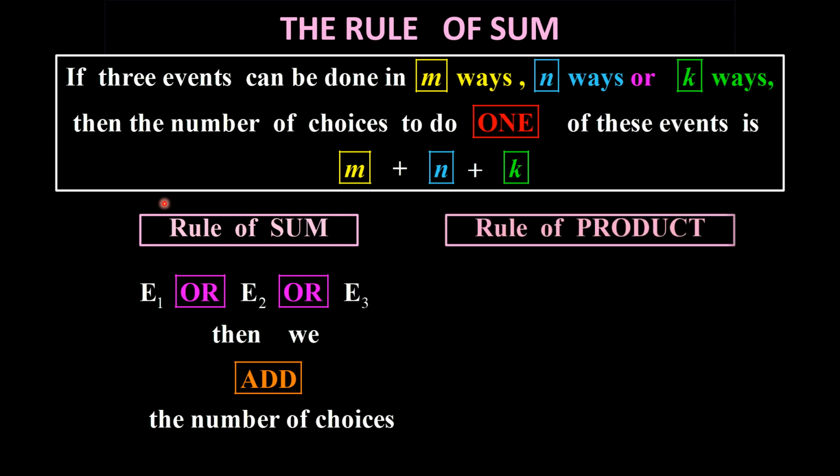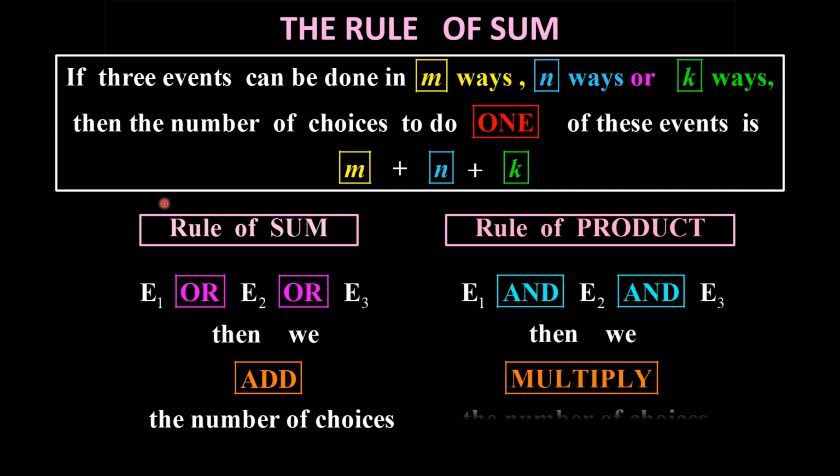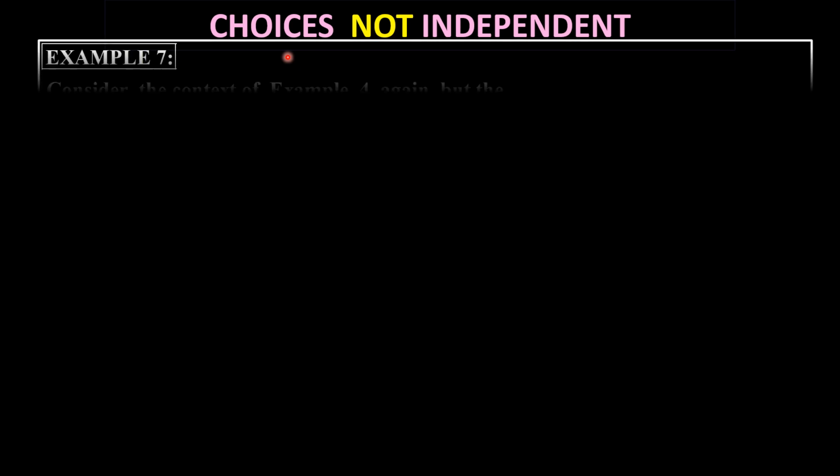And rule of product would be that you have event E1 and event E2 and event E3, then we multiply the number of choices here. So in the case of sum, we have or, then we'll add. If we have and here, then we multiply our choices. Remember the product rule, we emphasize that the choices have to be independent of each other. Now, what if we have choices that are not independent of each other? What if they're not independent? Let's consider an example and we can show you what needs to be done.